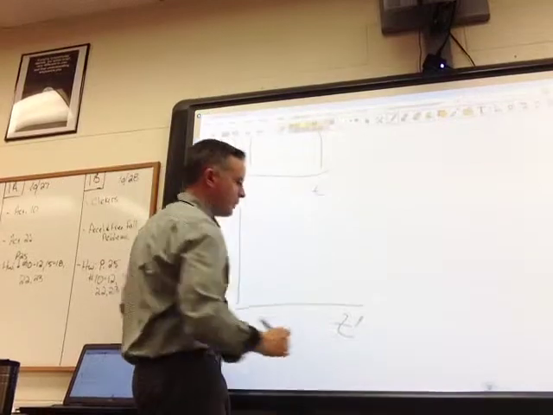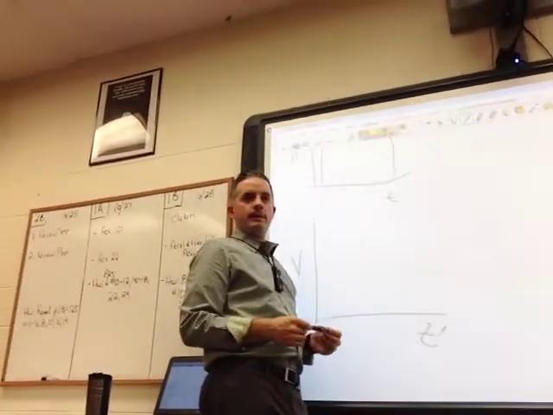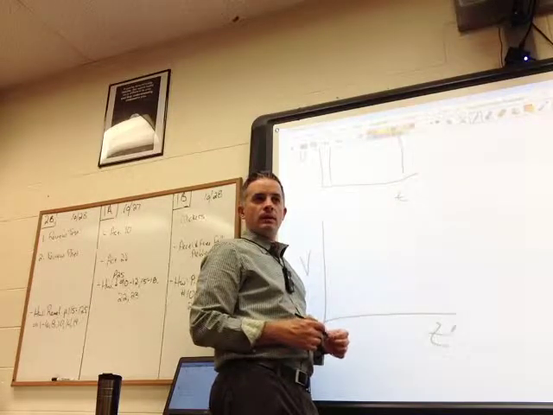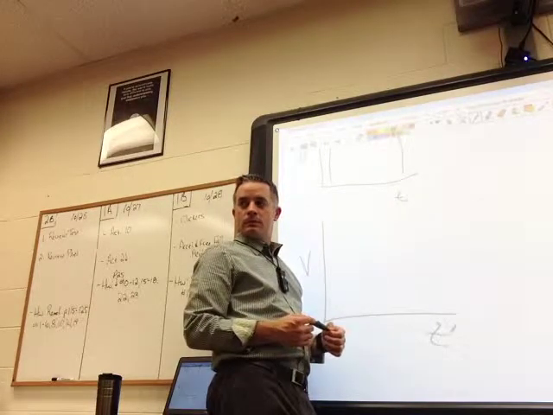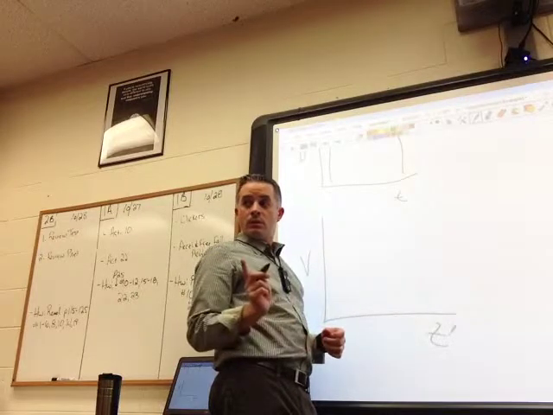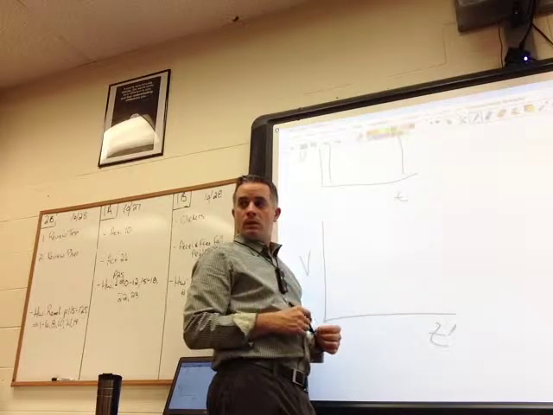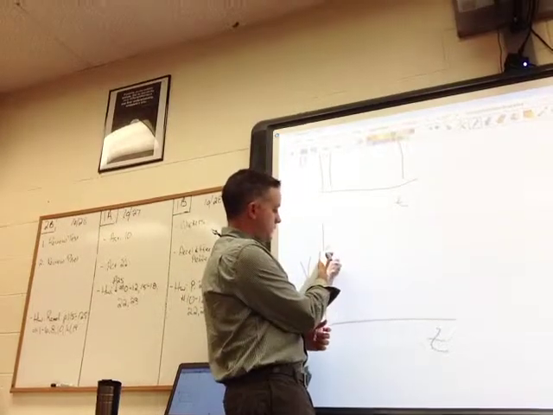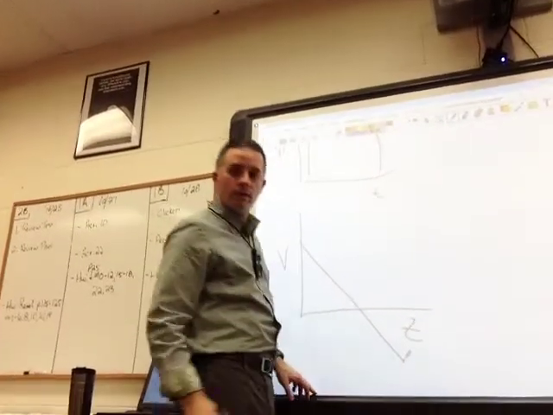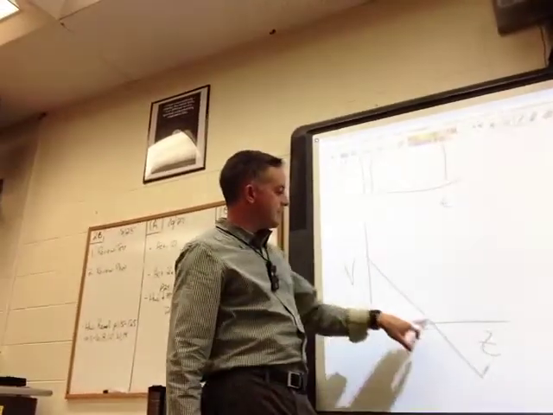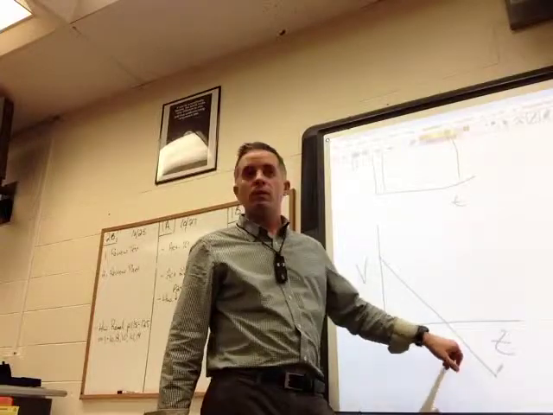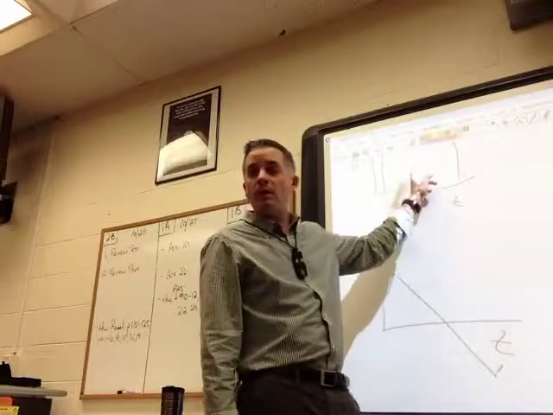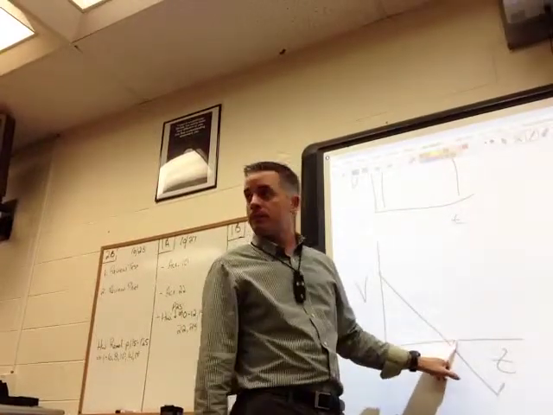Now, does anyone remember what the speed graph looked like? Anybody remember? Yeah, it went down like this. It had a negative slope line, but it was a straight line. So this line is linear. The line up here was parabolic, but this is linear.